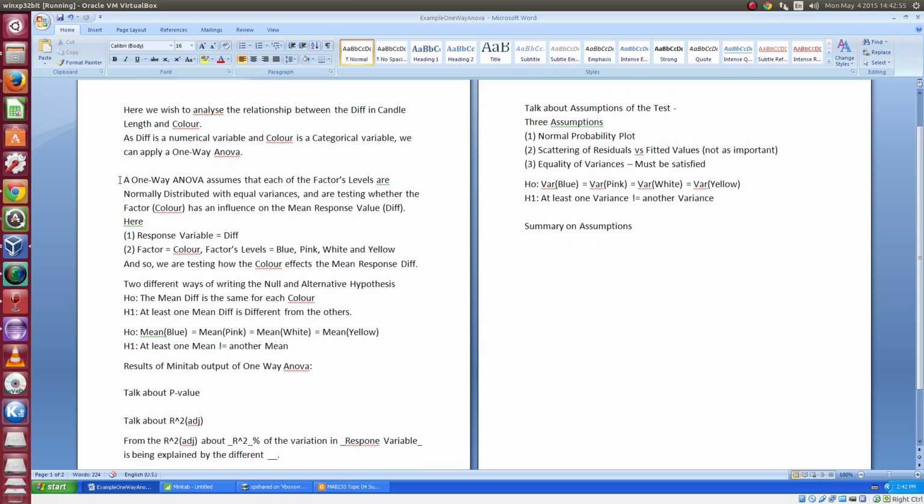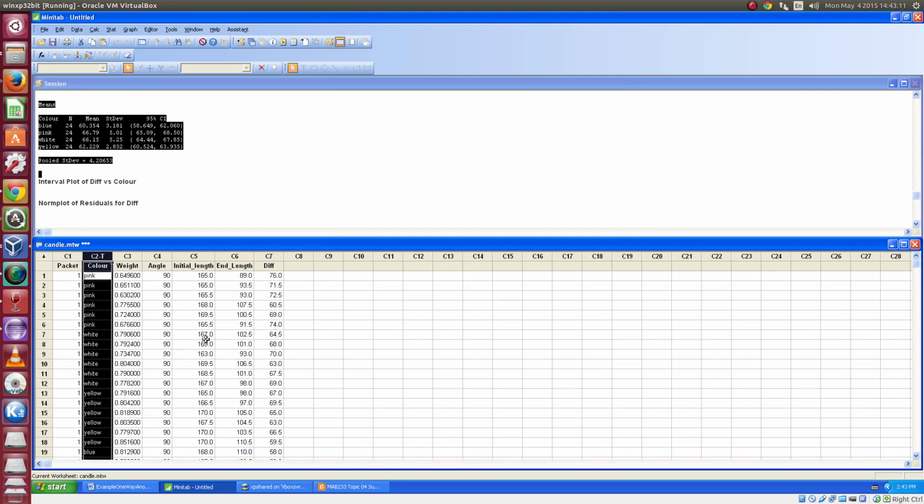Okay, so this is just a little bit of background information. You don't have to include this if you don't want to. This is just more for an explanation for when you're looking later. So One-Way Anova assumes that each of its factor levels are normally distributed with equal variances. So let's go back and have a look at what that exactly means. That means that if we separate it out based upon color, so if we just got all the pinks together, and we were to generate a histogram based upon that, we'd want to see that that's normally distributed.